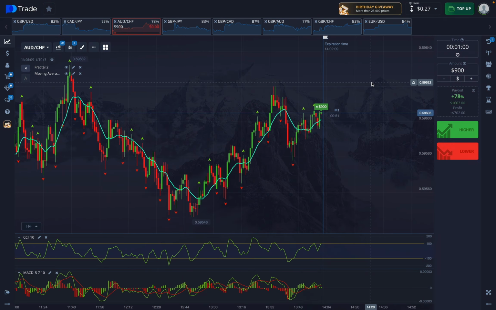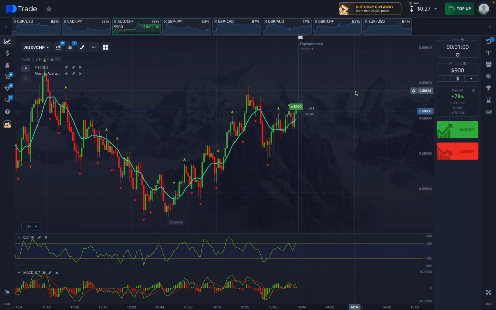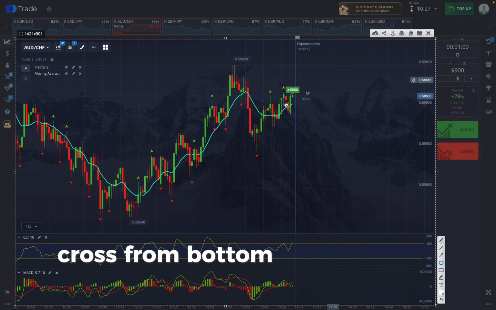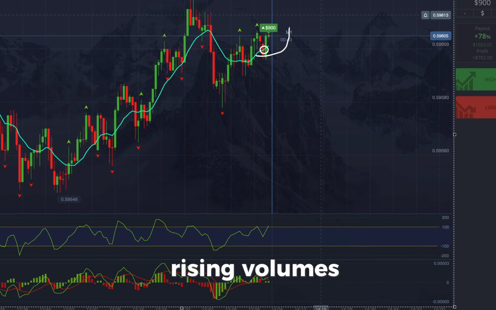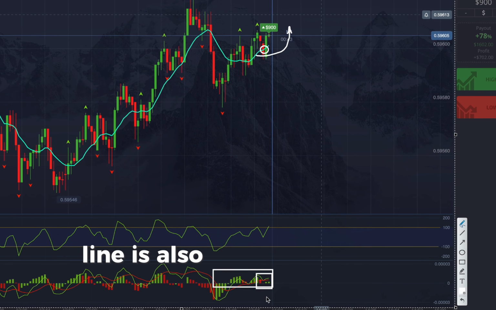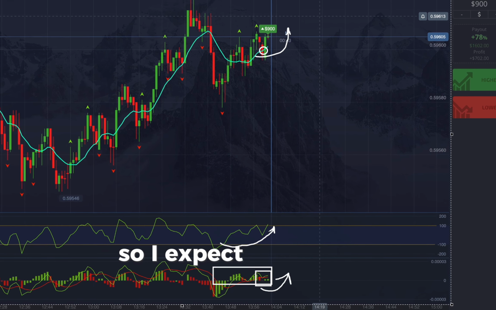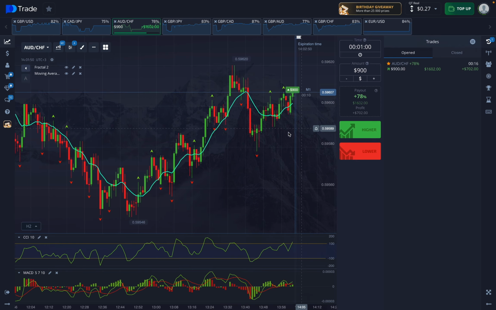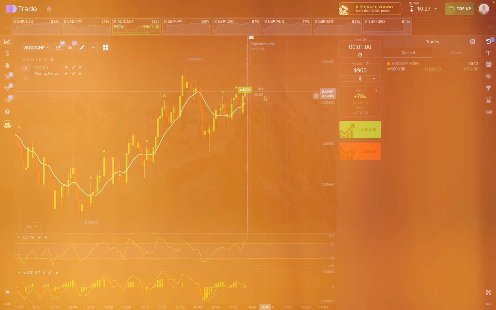I'm opening a buy trade here following the current upward trend. Let's highlight the working area. First, we've had the weighted moving average cross from bottom to top. I'm also seeing rising volumes and the MACD moving lines are pointing upwards. The CCI oscillator line is also about to enter the overbought zone, so I expect the upward movement to continue. Let's see how the first trade performs. About 10 seconds left to go.